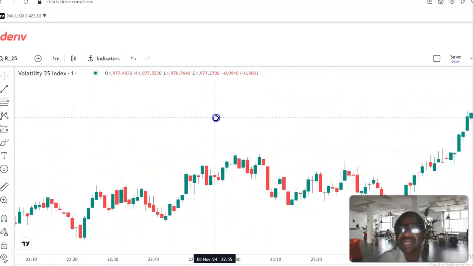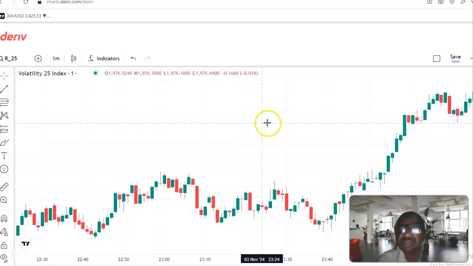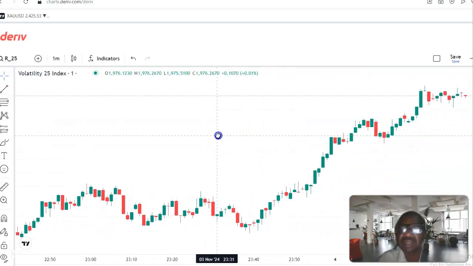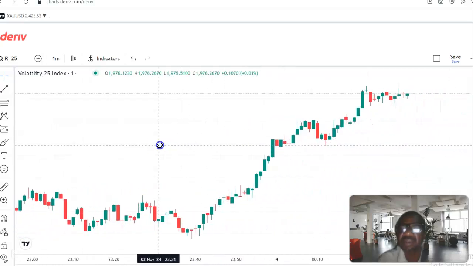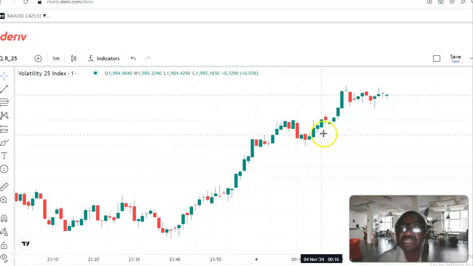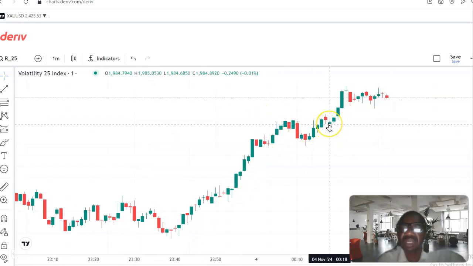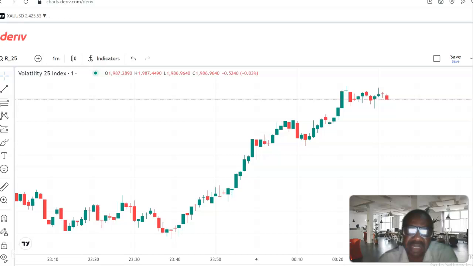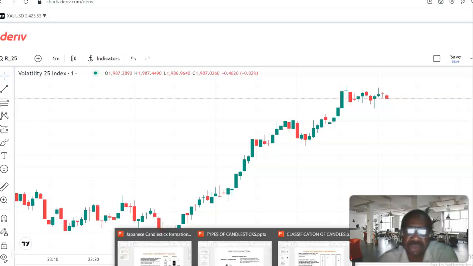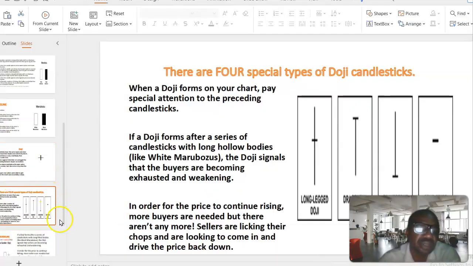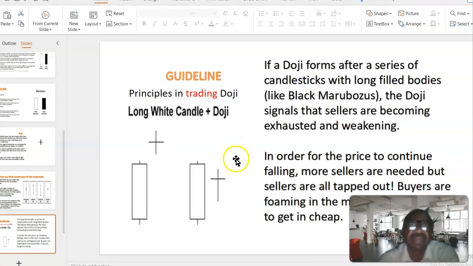Can't find any yet. Oh, this is looking like one here. So this is another type of doji when we are looking at types of doji candlestick. So let's go further.